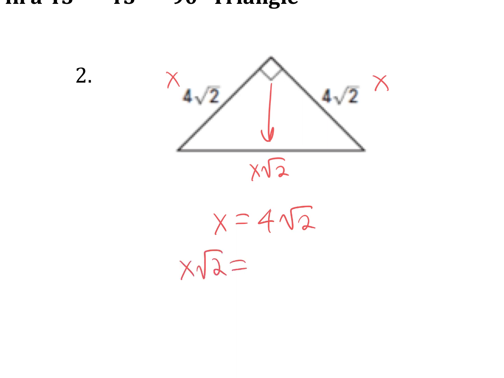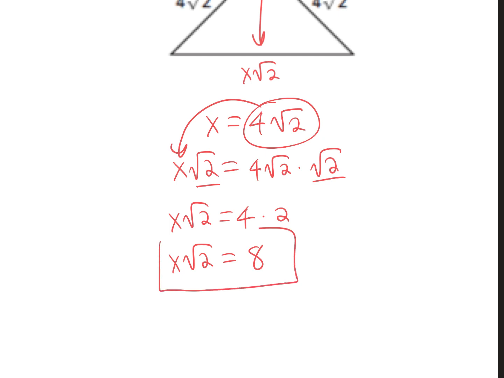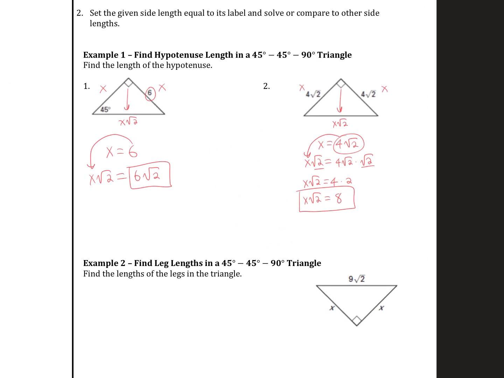Well, let's think about this, right? We're going to take this and plug it in for x, so we're going to have 4 square root of 2 times this square root of 2, which is still going to go right here. That one's a little weird because we had an extra square root of 2 in there. And then what is square root of 2 times square root of 2? Well, x square root of 2 is going to equal 4 times, square root of 2 times square root of 2 equals 2, and then 4 times 2 is equal to 8. So our hypotenuse is going to be equal to 8 for this one, okay? All right, that was a tough one. What do we got here?